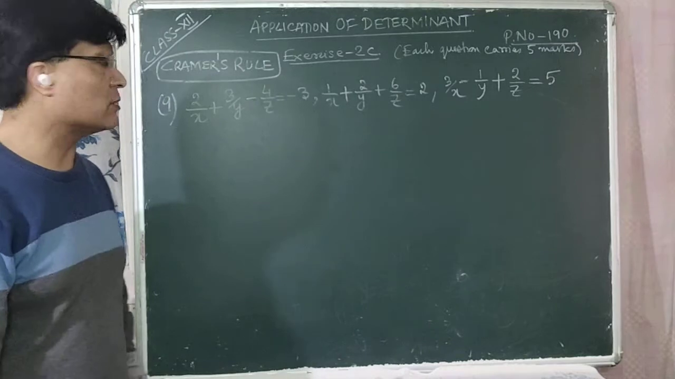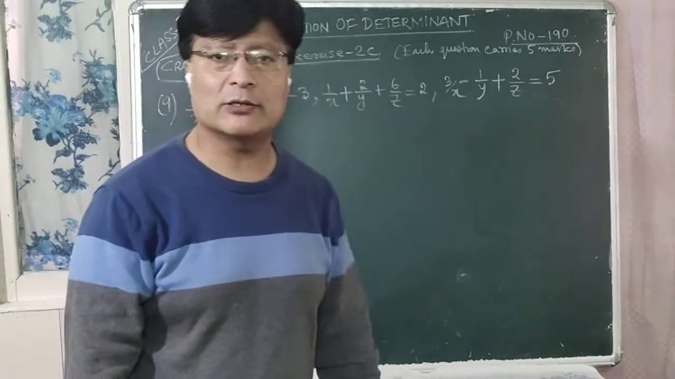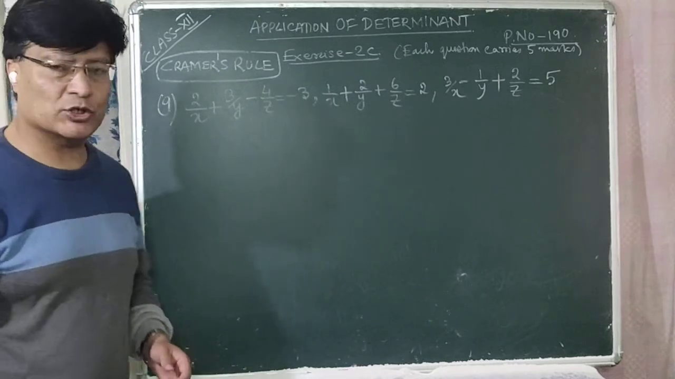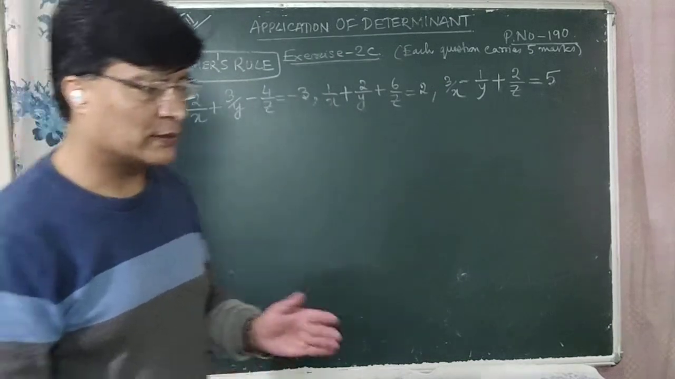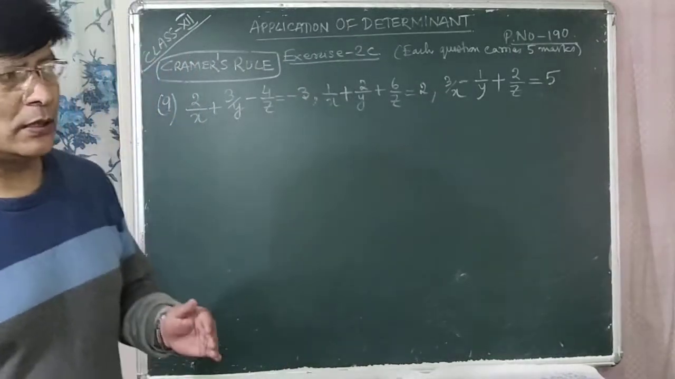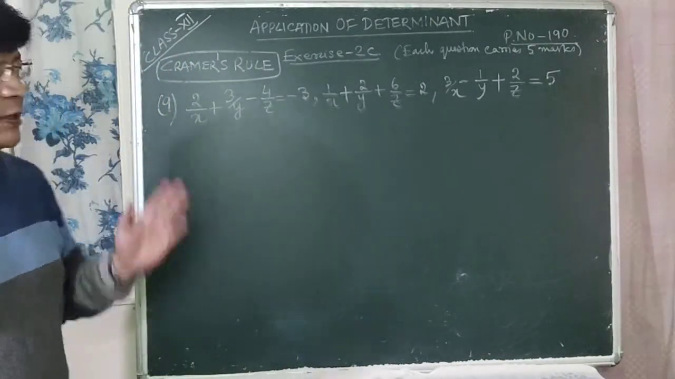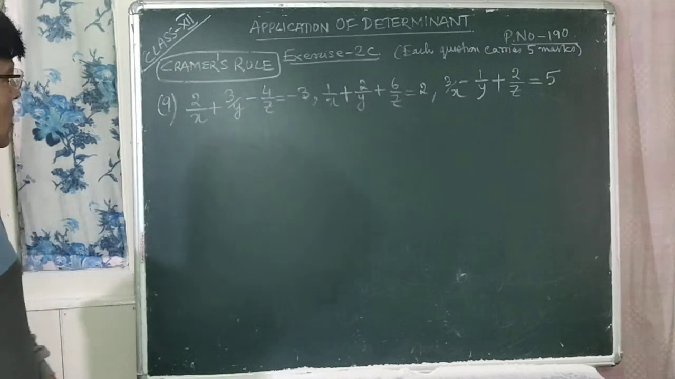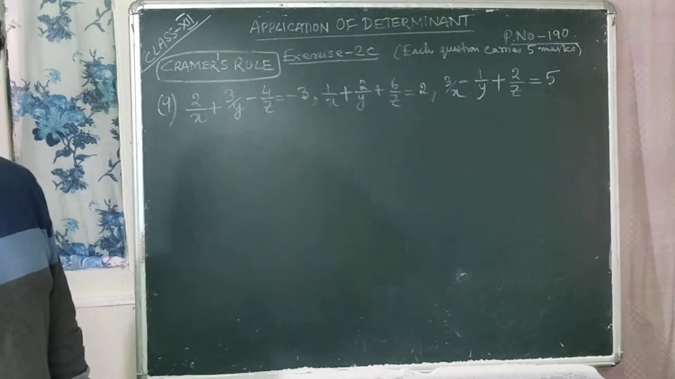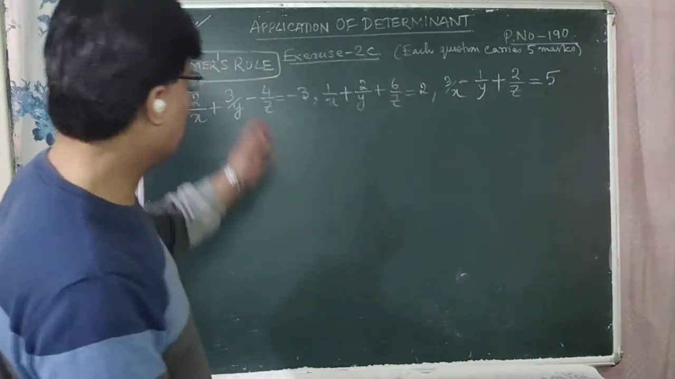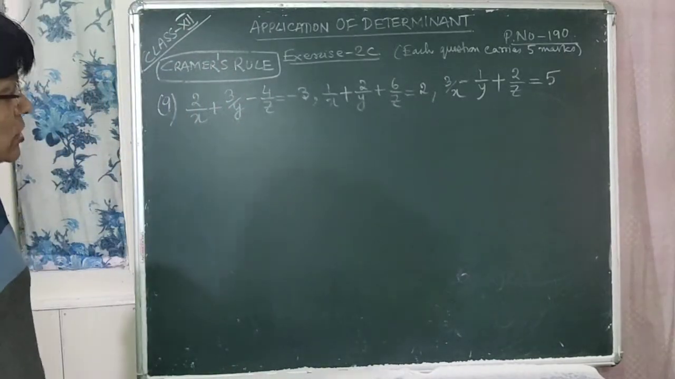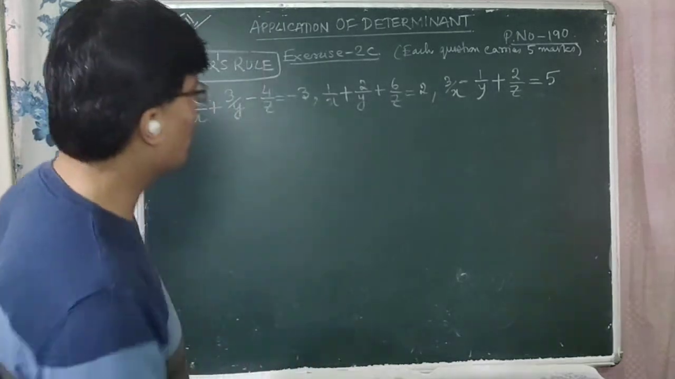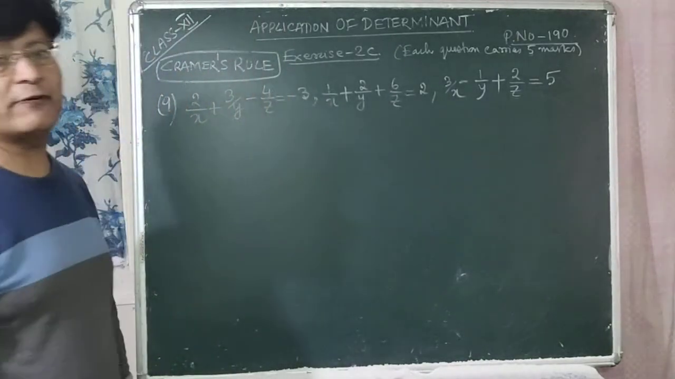In the last online class also, I was doing the same topic, that is application of determinant. That means you have to solve a given system of equations with the help of Cramer's rule. So let's do question number 9, same exercise, exercise 2C, page number 190. Each question carries 5 marks.